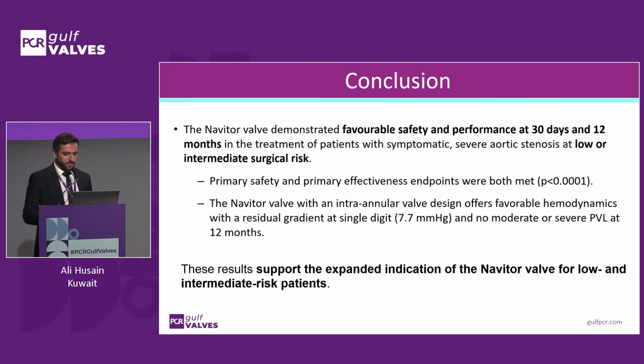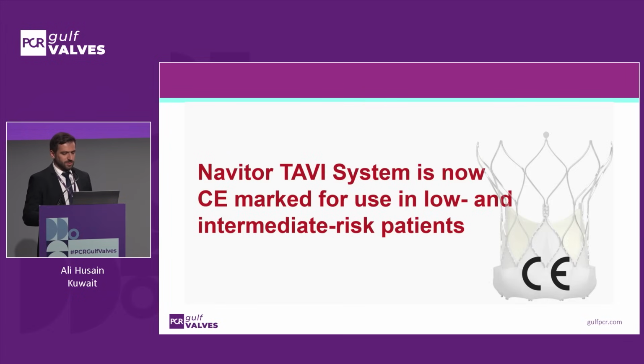So to summarize, the Navitor valve has demonstrated favorable safety and performance at 30 days and 12 months for patients with severe symptomatic aortic stenosis at low or intermediate surgical risk. Both the primary safety and effectiveness endpoints were met. This valve provided favorable hemodynamics and a single-digit gradient at 12 months with no moderate or severe paravalvular leak. So those results support the expanded indication of the Navitor valve for low to intermediate risk patients.